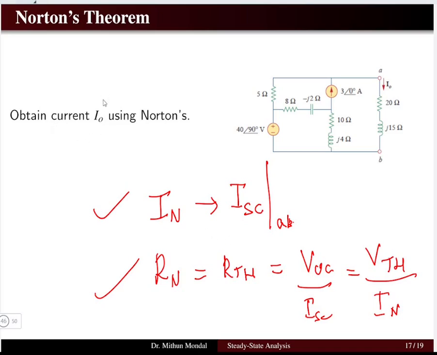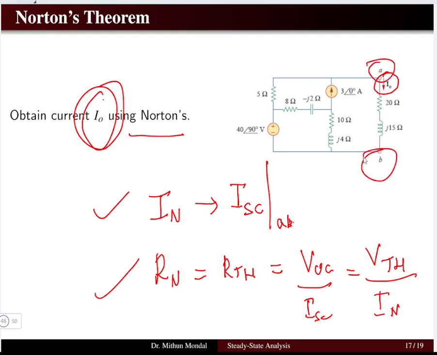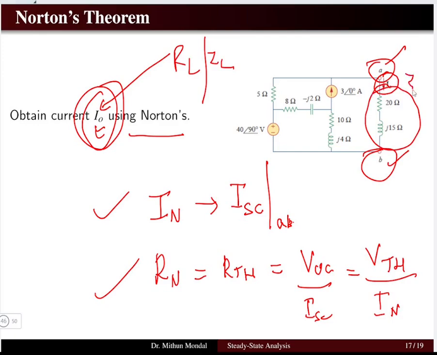Here the problem is to determine the current I naught. Current I naught is flowing in this part of the network, using Norton's theorem. It means this is my terminal A and this is my terminal B. Even if these terminals are not marked, you have to take them as the terminals, because you have to determine I naught. Where you need to determine the variable, that will be the load resistance, or I can say the load impedance. So this resistance and inductance in parallel will become the ZL value.